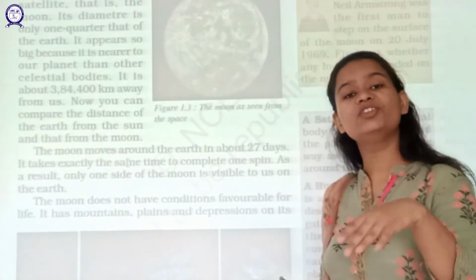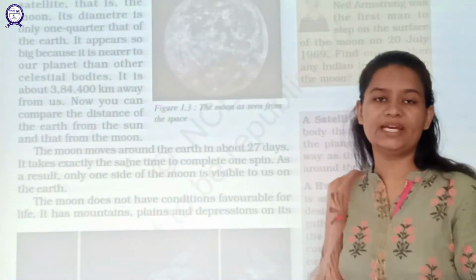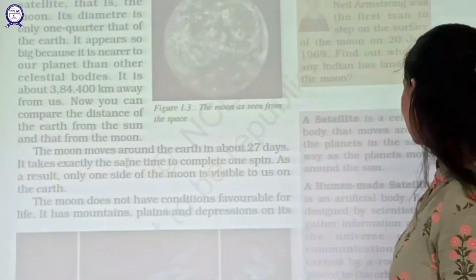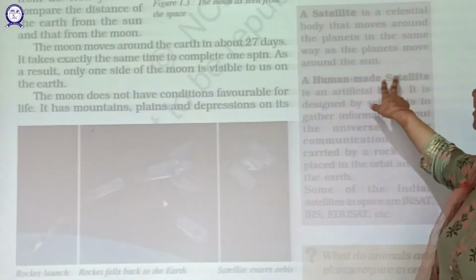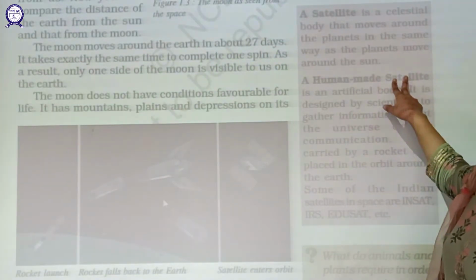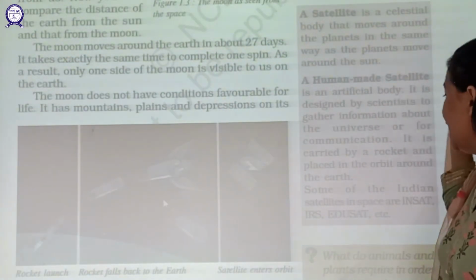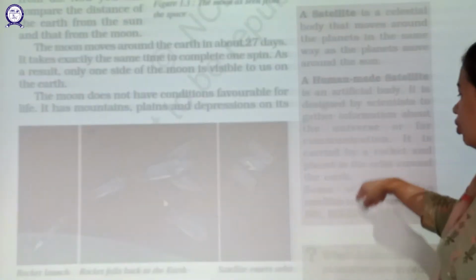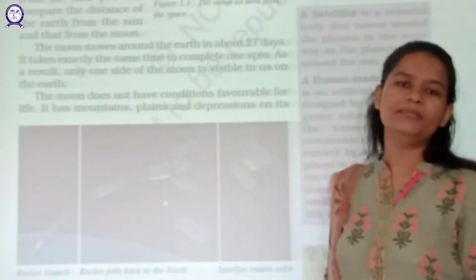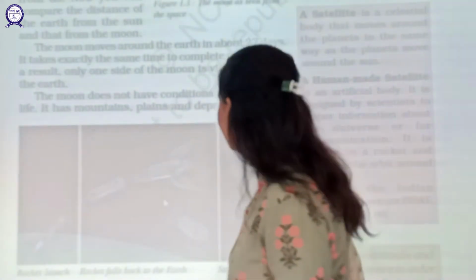Now we will talk about the artificial satellite, the satellite which is created by human beings. You can see here human-made satellites, which are created by human beings. Examples of that are EduSat, IRS. These all are examples of man-made satellites, so human-made satellites.